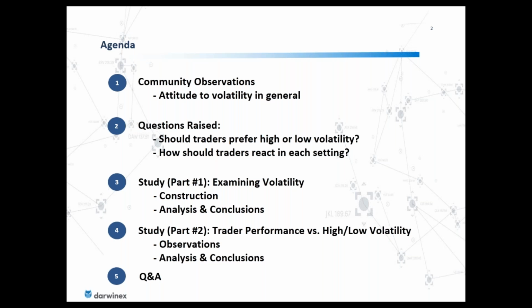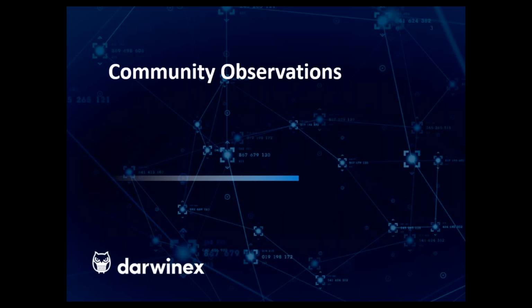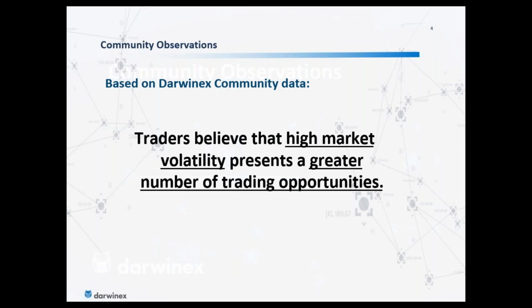So moving on to the first bit of today's presentation, observations. This will be fairly brief. In our community data at Darwinex, we've observed that traders generally, all around, believe that high market volatility presents a greater number of trading opportunities. This is a fairly common perception as regards market volatility, and traders, particularly in foreign exchange trading, assume that high market volatility presents a larger number of trading opportunities. Now, what we did in that respect was take this perception and analyze it quantitatively as well as fundamentally to see if it is valid.